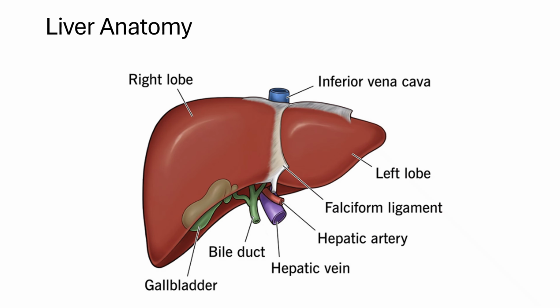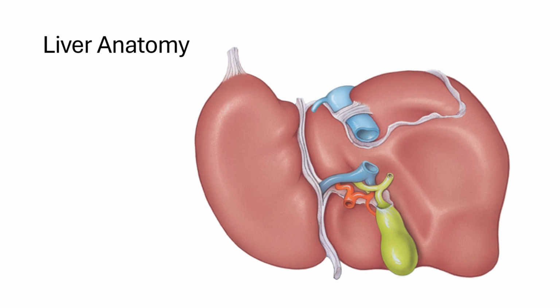Here's just your general liver anatomy. Of course, you have your left and right lobes, you have your falciform ligament, you have your hepatic artery, hepatic vein, and biliary duct, and then you have your gallbladder found in the gallbladder fossa. Now, a common question that you might be asked is what is the division between the left and right lobes of the liver? And you might be tempted to say the falciform ligament, but that is not the case.